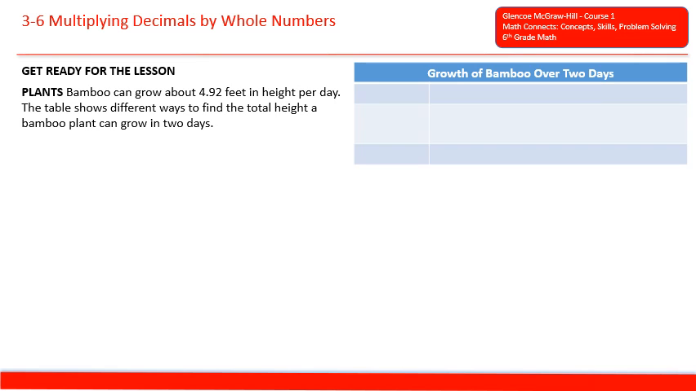Bamboo can grow at about 4.92 feet in height per day. The table shows different ways to find the total height a bamboo plant can grow in 2 days. So we could add 4.92 feet plus 4.92 feet equals 9.84 feet.